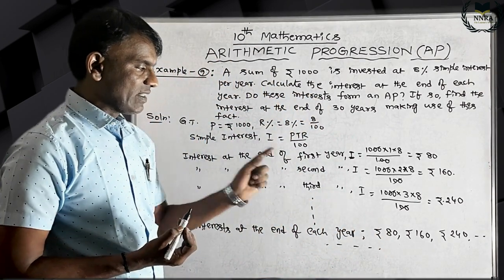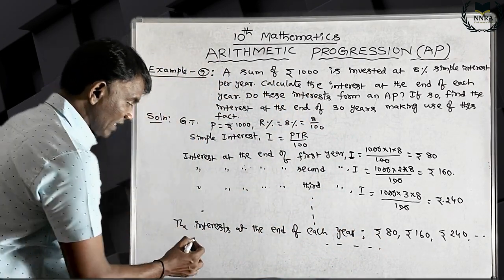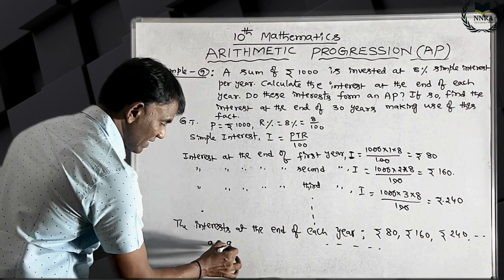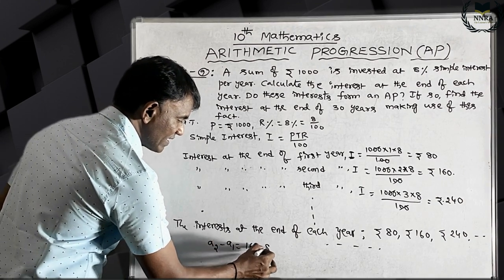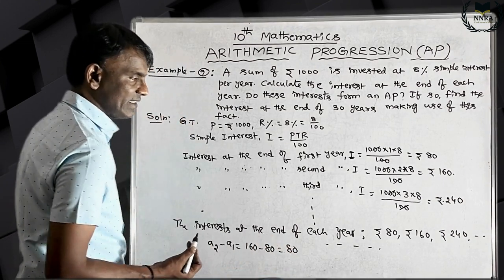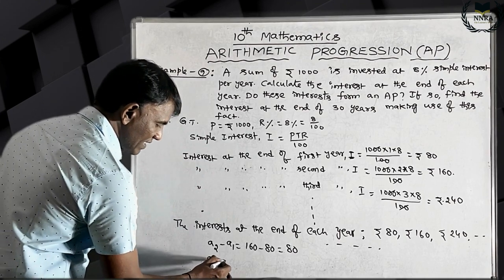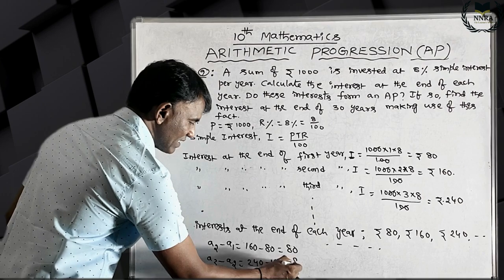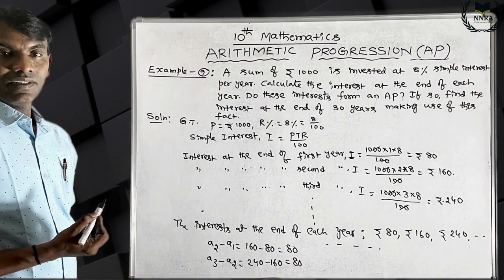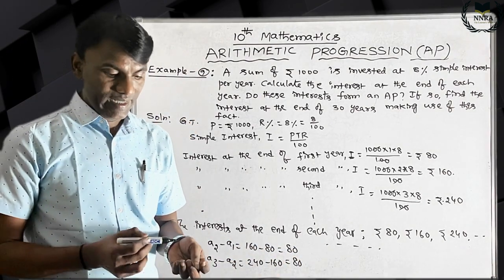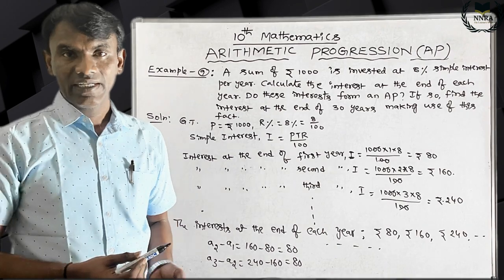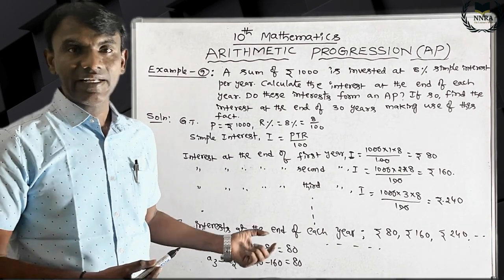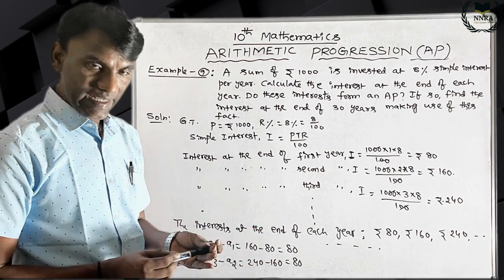Suppose if you take second term minus first term, directly I am writing that value. A2 minus A1. So 160 minus 80 equal to how much? 80. Again find A3 minus A2. So 240 minus 160, again it is also equal to 80 only. So here the difference is the same, nothing but common difference. Okay, common difference d is equal, then it is an AP. Clear?